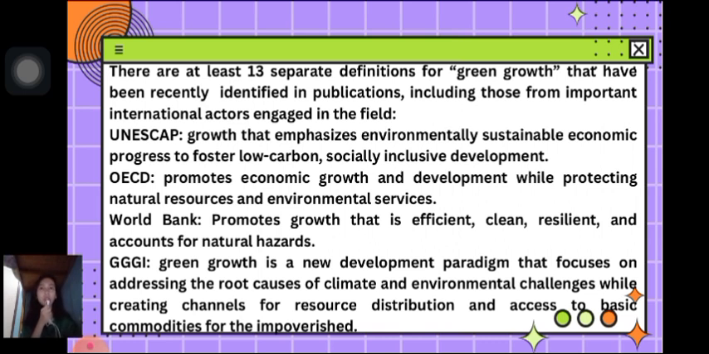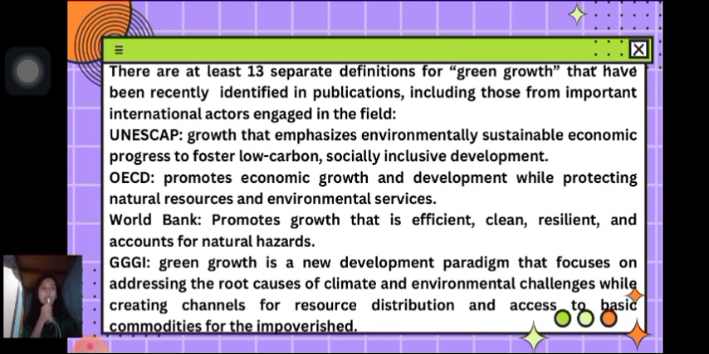So the next one is the OECD. In this definition, it promotes economic growth and development while protecting natural resources and environmental services. So here, it fosters economic growth and development, and at the same time ensures that natural assets continue to provide the resources and environmental services on which our well-being relies. So that's the definition of the OECD.